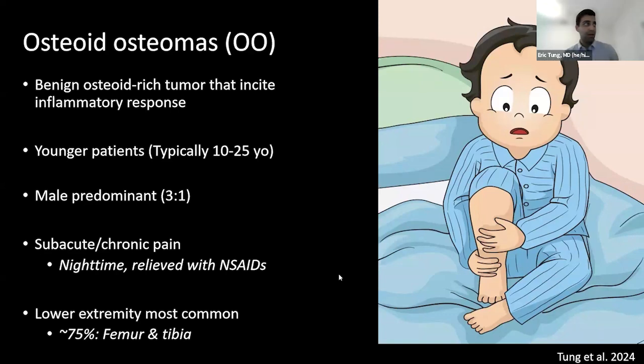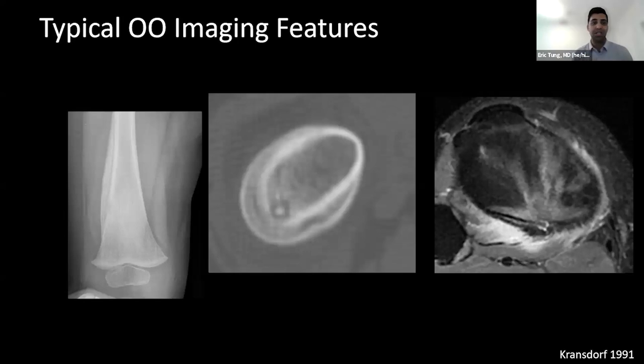And keep in mind that osteoid osteomas most often occur in the lower extremities in the long bones, including the femur and the tibia. And so in looking back at those cases at Mass General, which are over 700 cases, 75% of them were in the femur and tibia. And so when we think about some of the typical osteoid osteoma imaging features, these are the things that I think should come to mind on CT, radiography, and MRI.